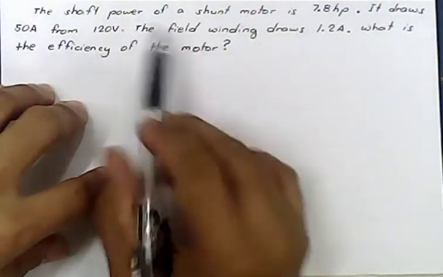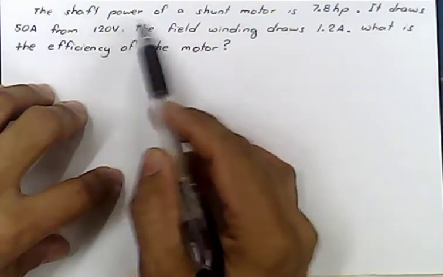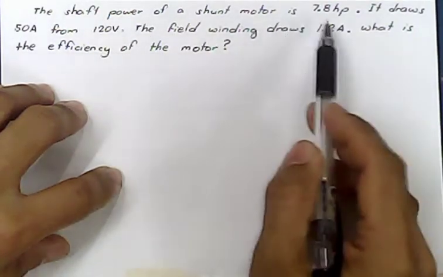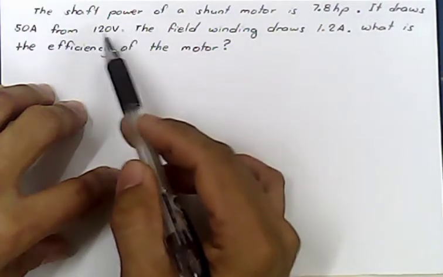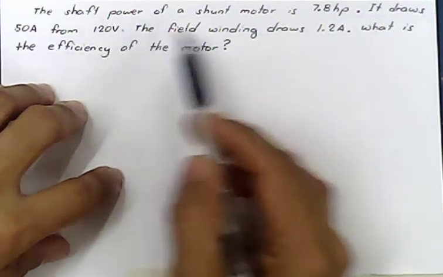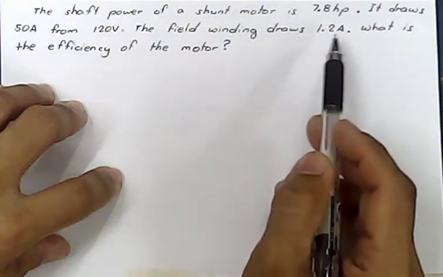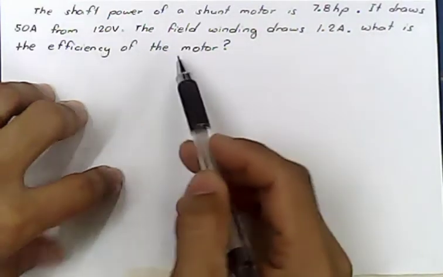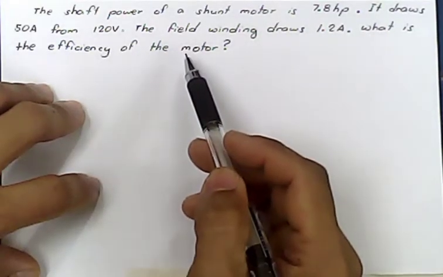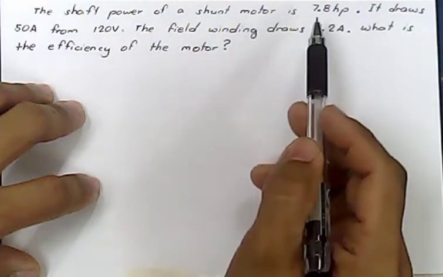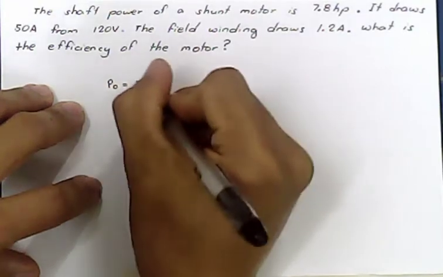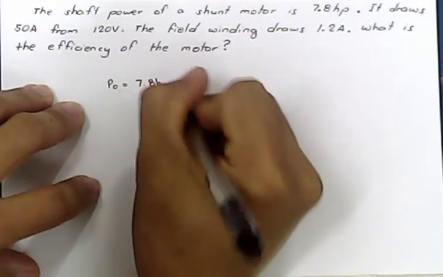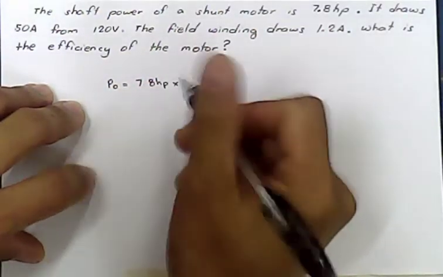Dito tayo sa pangalawang problem. The shaft power of a shunt motor is 7.8 horsepower. It draws 50 amperes from a 120 volts. The field winding draws 1.2 amperes. What is the efficiency of the motor? Power output ng motor, that is 7.8 horsepower. Convert na natin ito into watts.